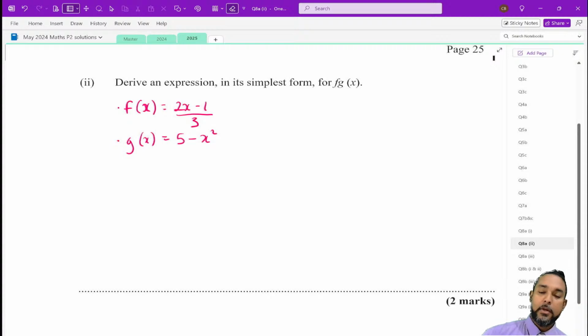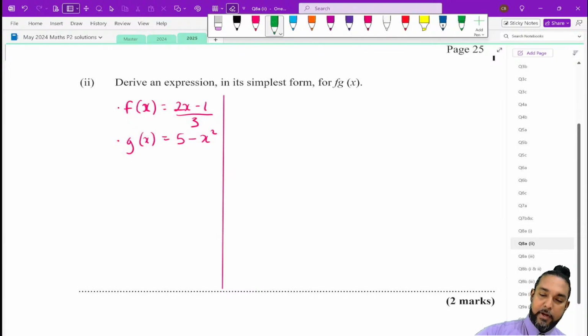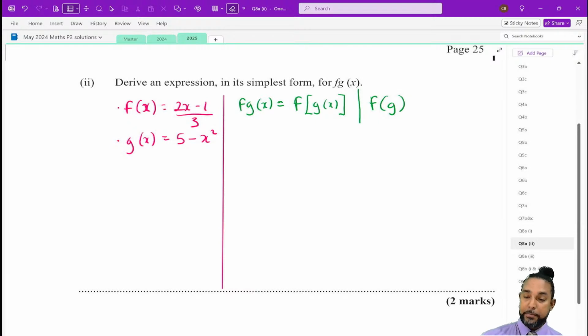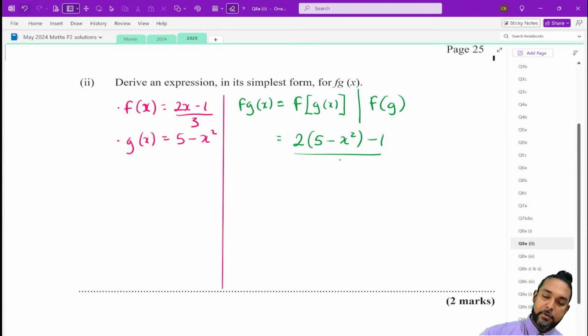Okay. So if they want you to do fg of x, what they want you to actually do is plug one function into the other. Another way you could write this is f of g, or if you prefer, just fg. So it means you want to plug this entire thing inside of here. So what it would look like is 2 by 5 minus x squared, then minus 1, all over 3.